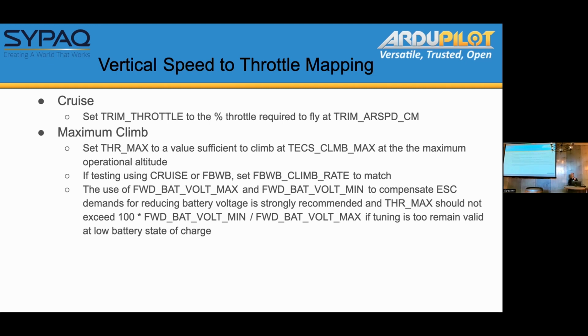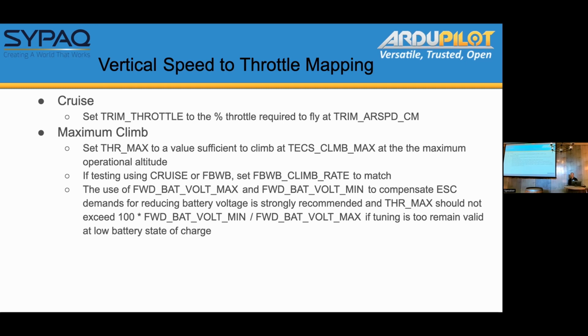Now the first one, the most important one, is the cruise condition. That can be obtained just by monitoring the throttle that the aircraft is using while it's flying level in an auto mode, because in level flight, the tuning has much less of an impact. It'll automatically throttle up or down to achieve the demanded speed. Just check for the throttle that it's using, and then update the parameter accordingly. In fact, if we're auto tuning TECS, that'd be the starting point, just to adjust the trim throttle. The second item is maximum climb.